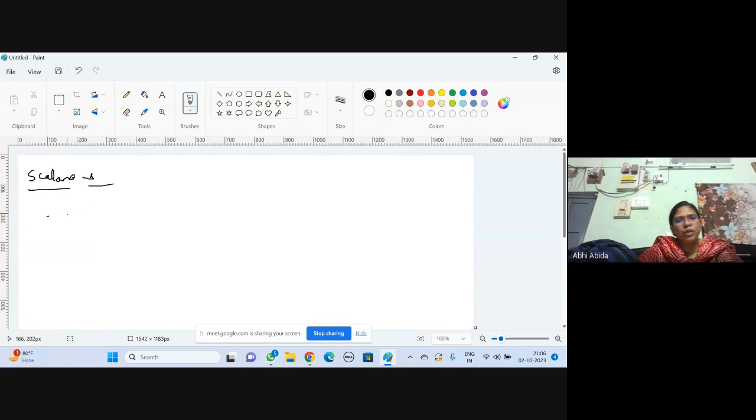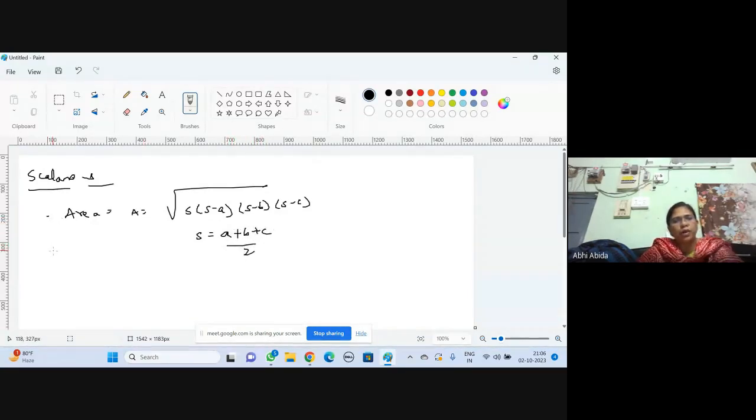So to talk about the area of the scalene triangle, the area of the scalene triangle is equal to the root of s into (s minus a)(s minus b)(s minus c). So what is s here? S is nothing but the semi-perimeter, (a plus b plus c) by 2. So this is Heron's formula, right?